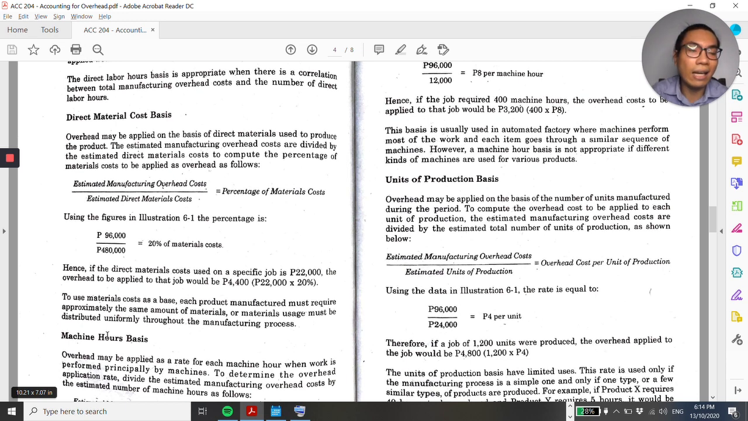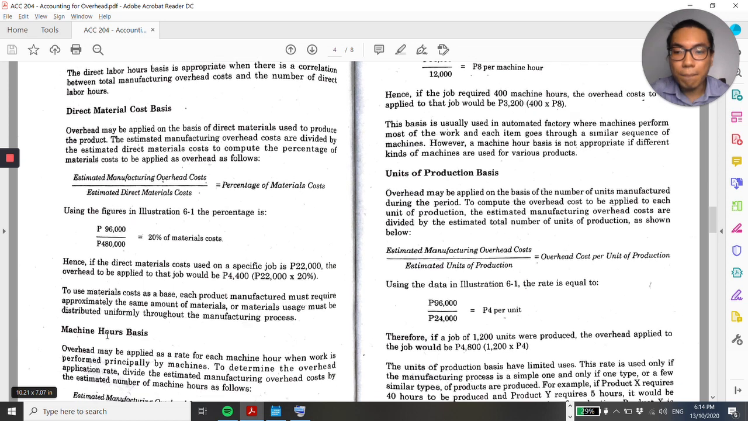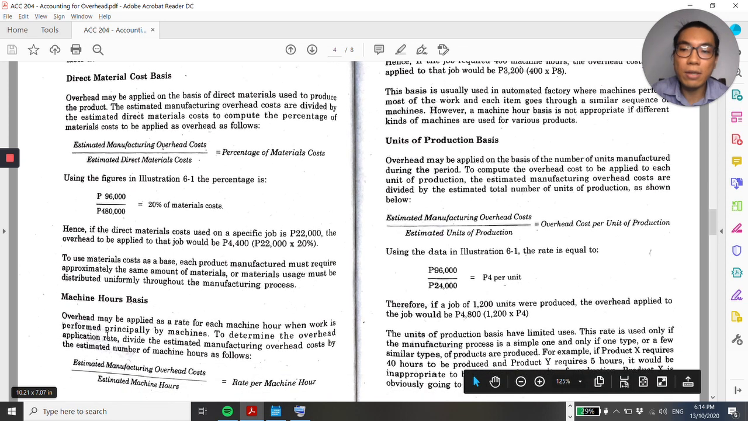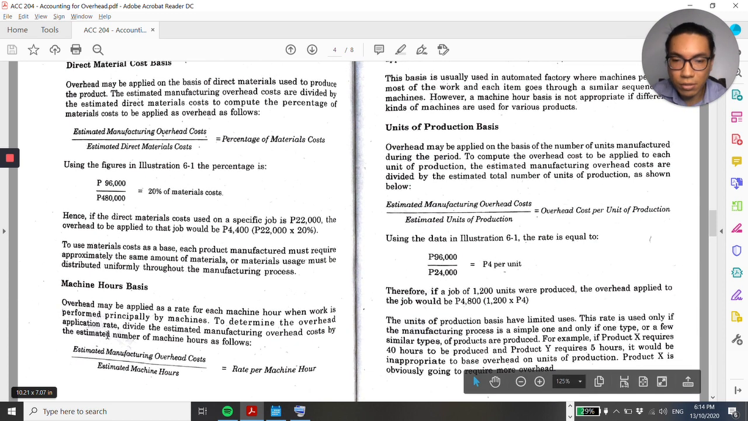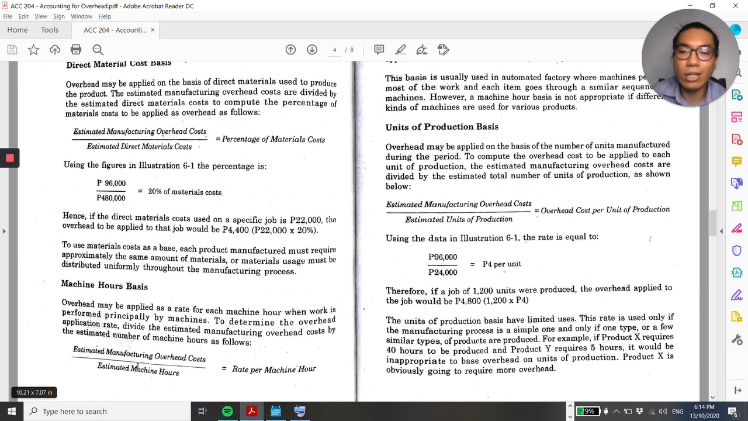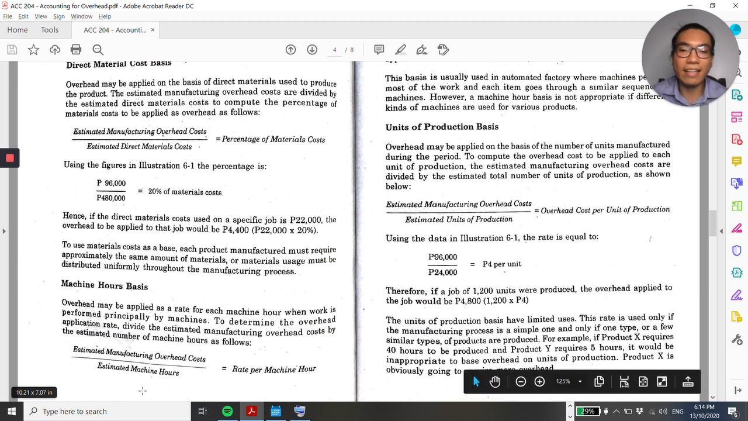Kasi hindi naman talaga related na yung personnel in creating the bread. Mostly high on the machine usage. That's why may basis tayo na we could rely on the machine hours as basis for the computation of the predetermined overhead rate. So kung gano'n naman yung basis, yung cost driver natin would be the machine hours. Kaya siya yung magiging nasa denominator natin. And yung makakompute natin na rate would be a rate per machine hour.